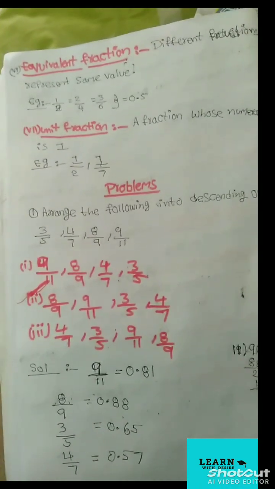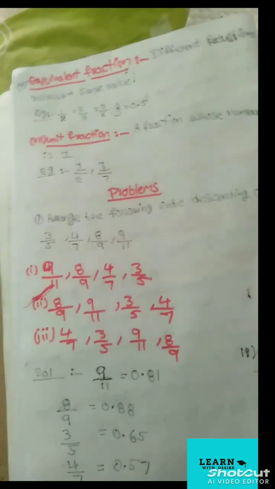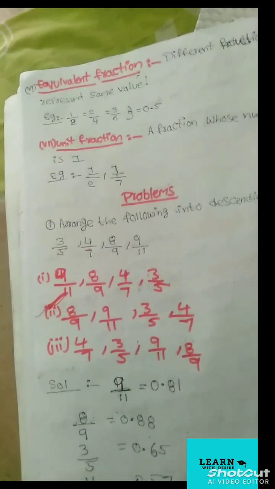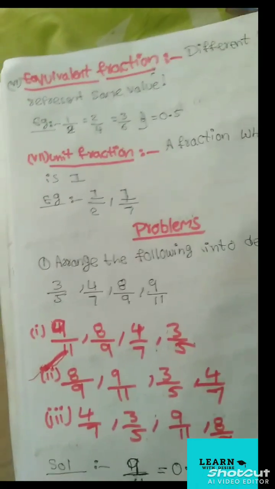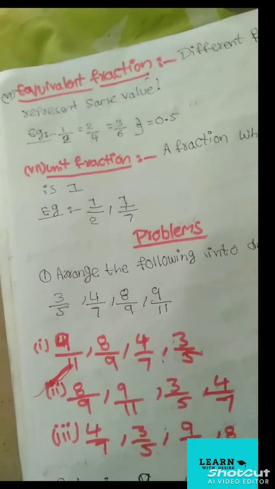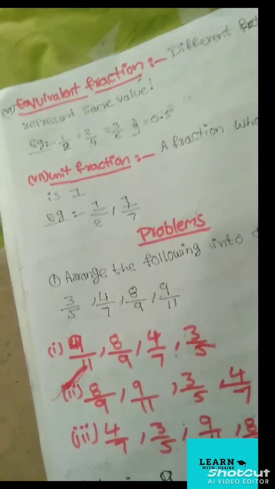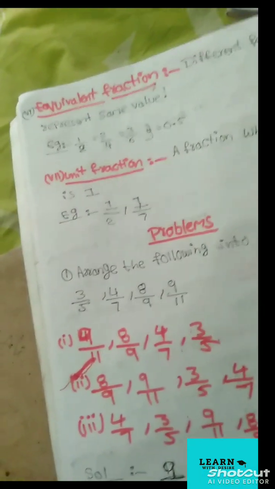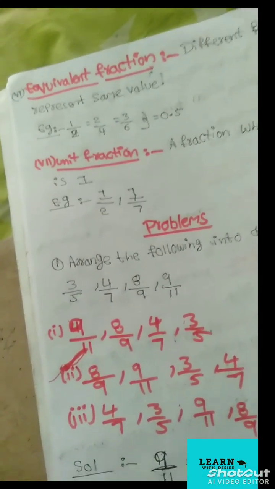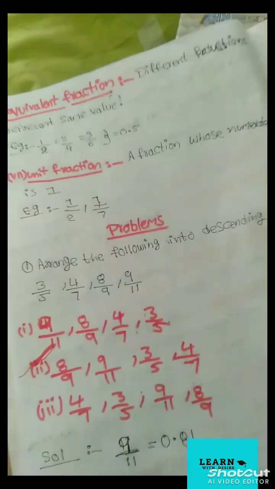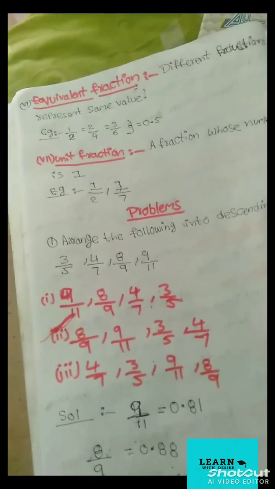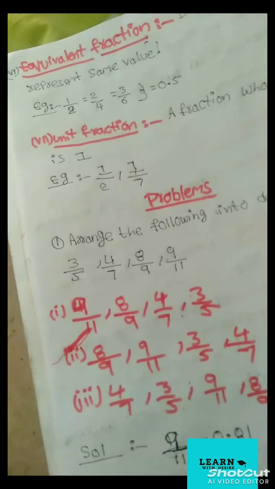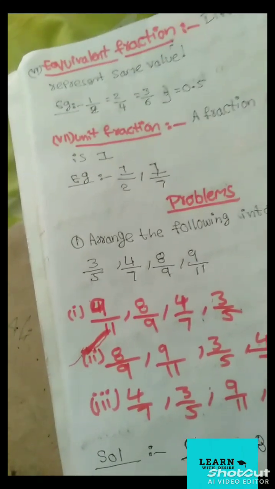And the next one is equivalent fraction. Equivalent fractions mean different fractions that represent the same value. Here there are 3 different fractions, that is 1 by 2, 2 by 4 and 3 by 6, but the 3 fractions represent the same value, that is 0.5. You can see an example also. What is a unit fraction? A fraction whose numerator is always 1. Here you see, the numerator of a unit fraction is always 1.